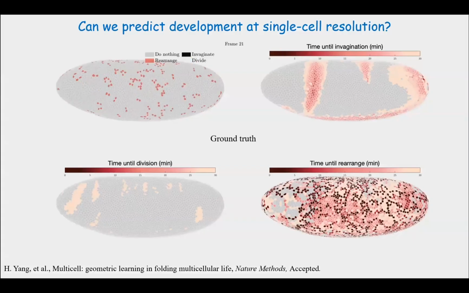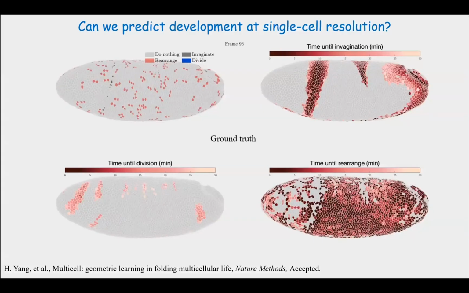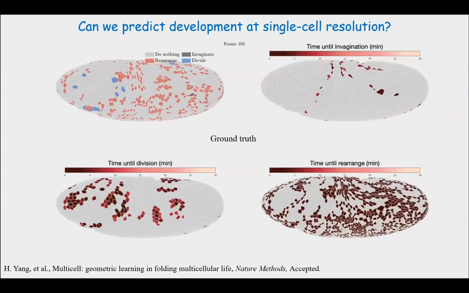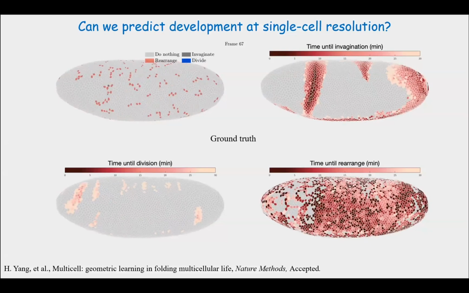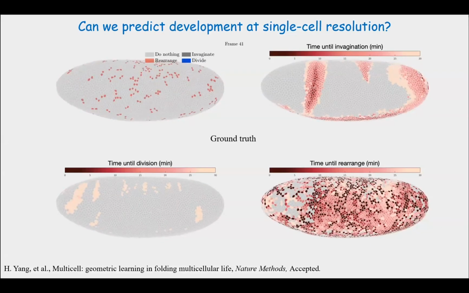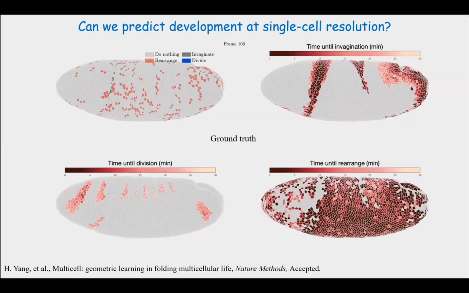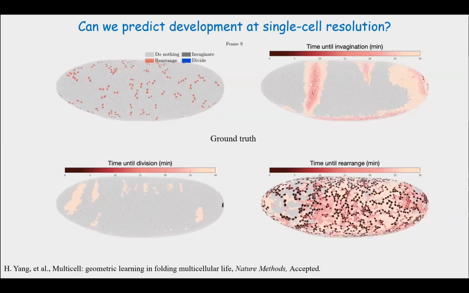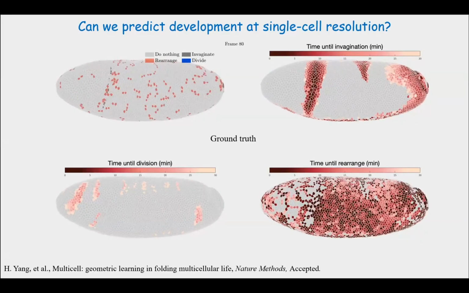Okay. So the next task we ask is, can we do even better? The last task I showed is what happens to a pair of cells 1 minute in the future, right? So here, what I want to ask is, can I even predict when a certain event will happen?